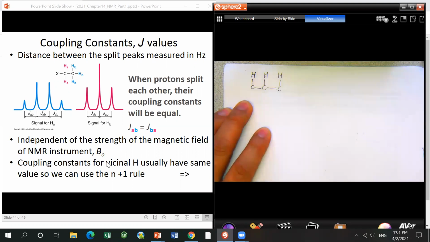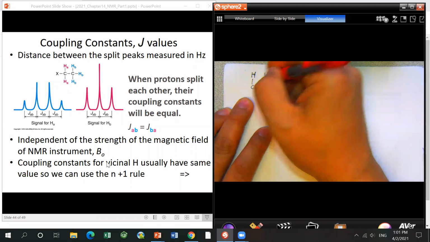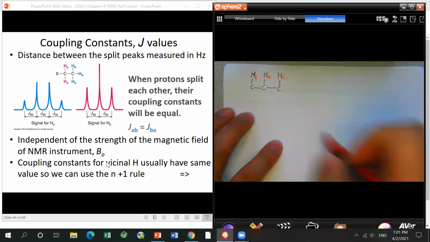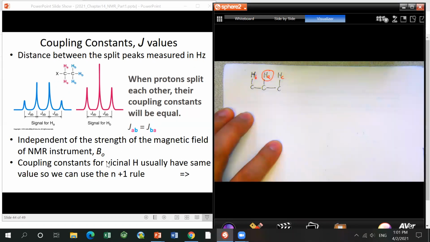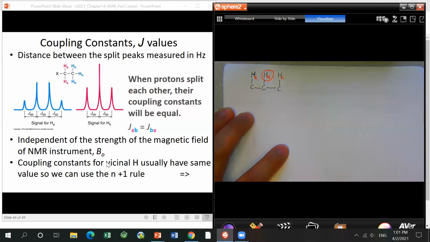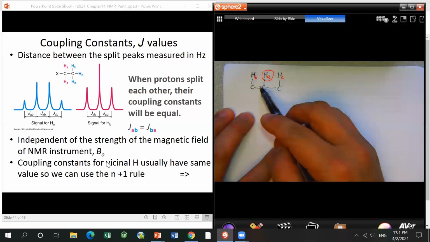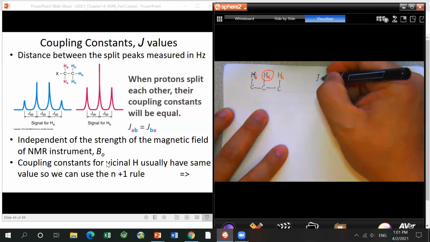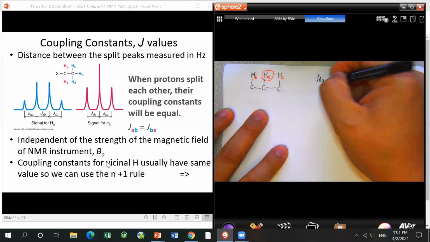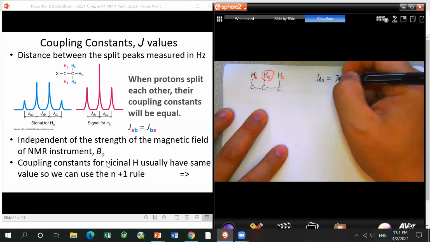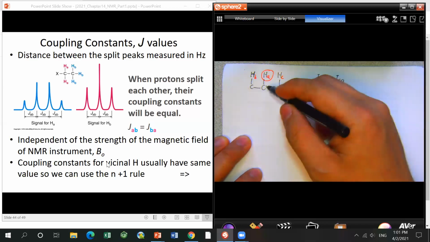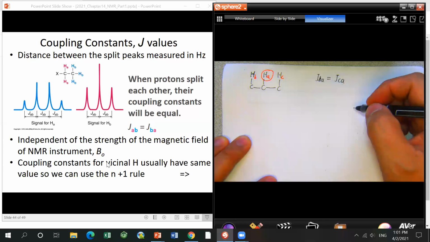We can call them HA, HB, and HC. Now we look at the HA signal. If the coupling between HB and HA is the same as the coupling between HC and HA, that we can label as J_BA equals J_CA. So if the coupling constants are the same, then you can apply the n+1 rule.